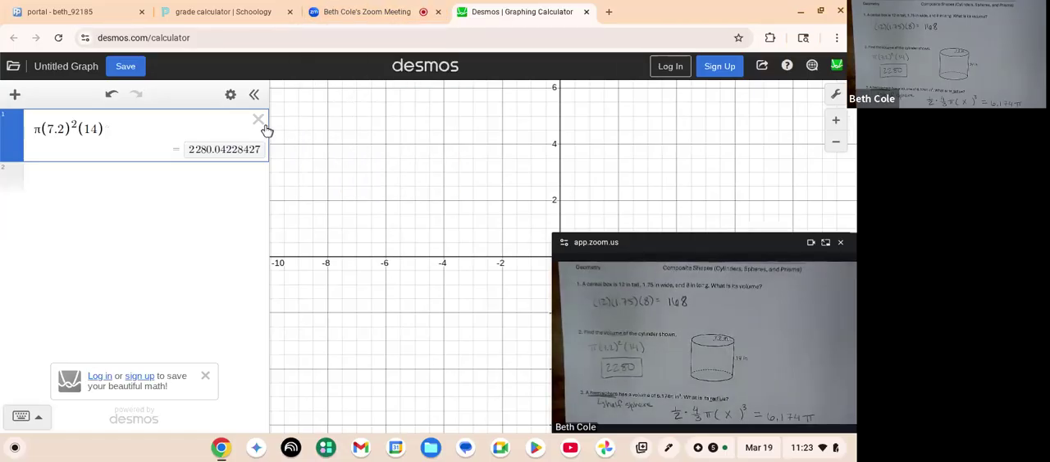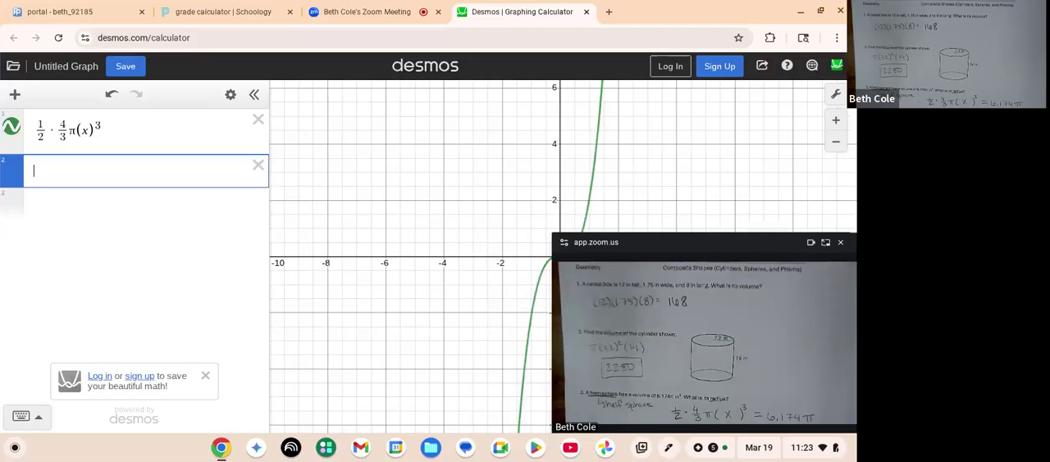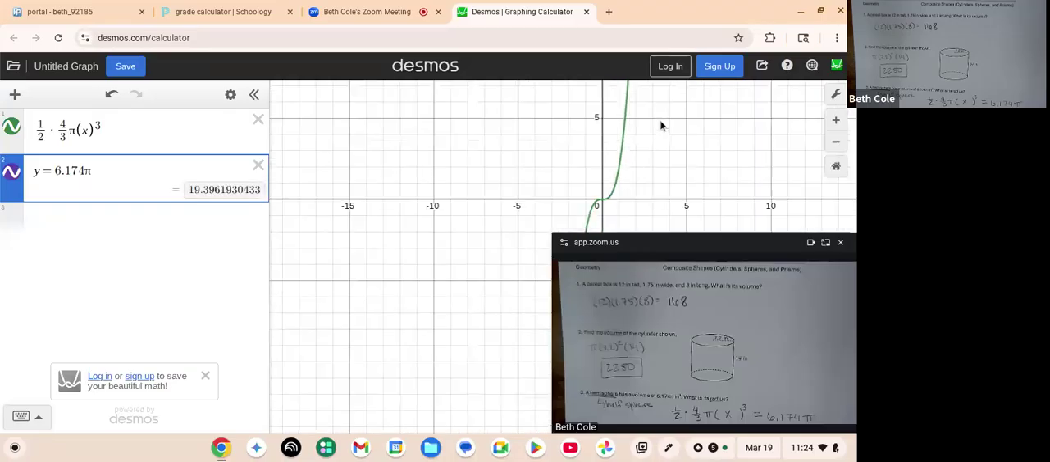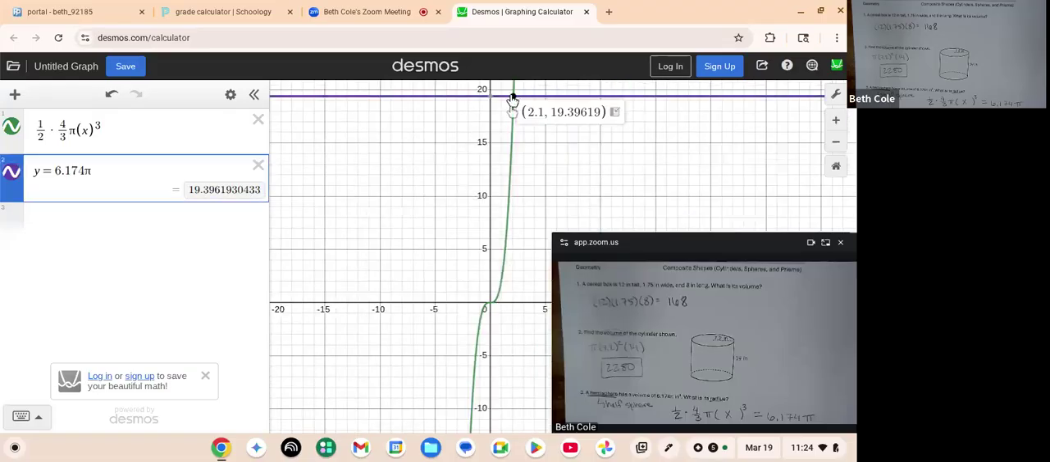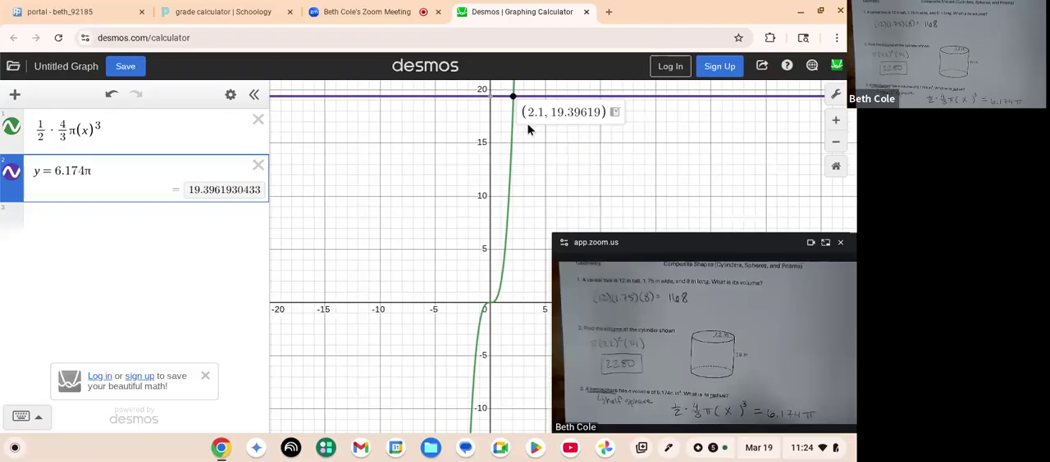All right, the next one was a hemisphere, so we want half of the sphere formula. So 4/3 pi. Oh, this was x to the third. All right, so I typed it that way. And then I'm going to come down to the next box and put y equals whatever it was. So what did it equal? It was 174 pi. I need to find the intersection, so I'm going to zoom out a little bit. Click right here, and our radius is 2.1, right there. So 2.1 is the answer for number 3.